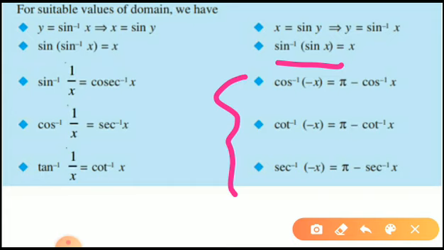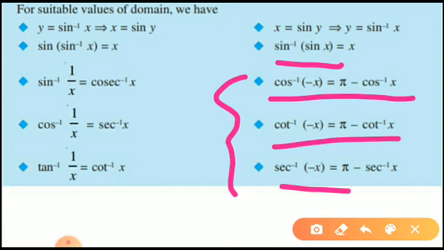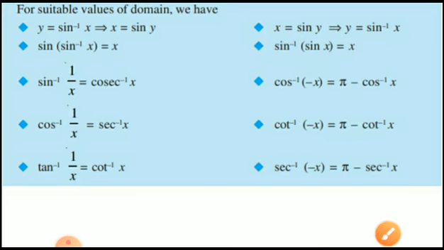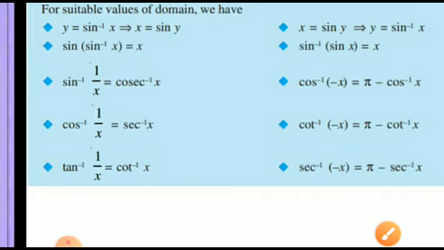So cos inverse of minus x, it is what? Pi minus cos inverse x. Cot inverse of minus x, pi minus cot inverse x. Then sec inverse of minus x, pi minus sec inverse x. Clear? Similarly, sine inverse of minus x is what? Minus of sine inverse x. Tan inverse of minus x is minus tan inverse x. And cosec inverse of minus x is minus of cosec inverse x.